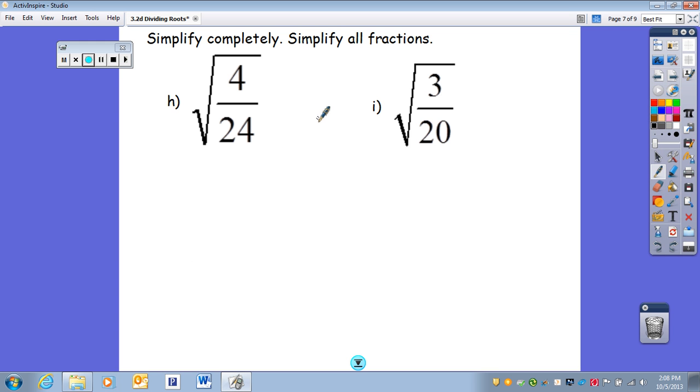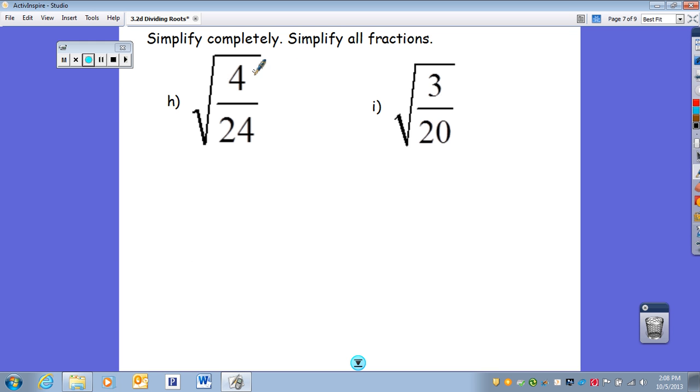Alright, we did talk about from the beginning that you can simplify first a fraction that's underneath the radical as long as they're both underneath. So if I were to simplify 4 over 24, 4 goes into 4 once and into 24 6 times. Then I can separate the numerator and the denominator. The square root of 1 is 1, and we still have the square root of 6 in the denominator.